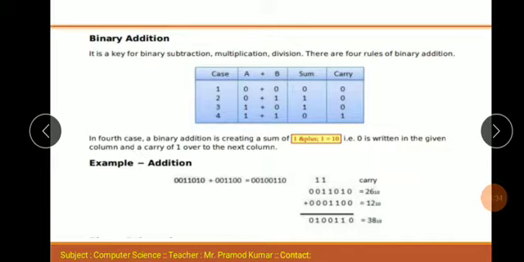Here the example: 001101 0 plus 000110 0. You add it: 0 and 0, 0. 1 plus 0, 1. 0 plus 1, 1. 1 plus 1, 10, and you write here 0 and 1 carry forward. 1 plus 1, 0, 1 carry. 1 plus 0, 1, and 0 plus 0, 0.